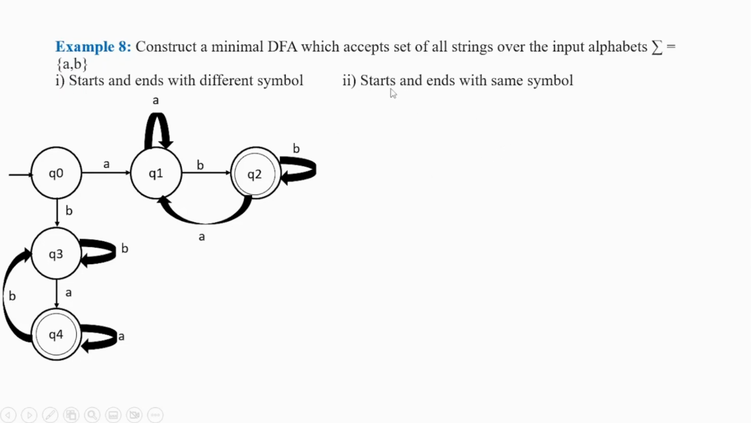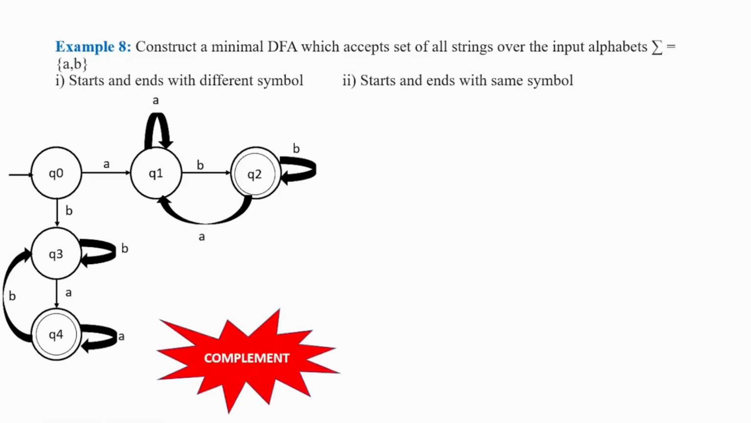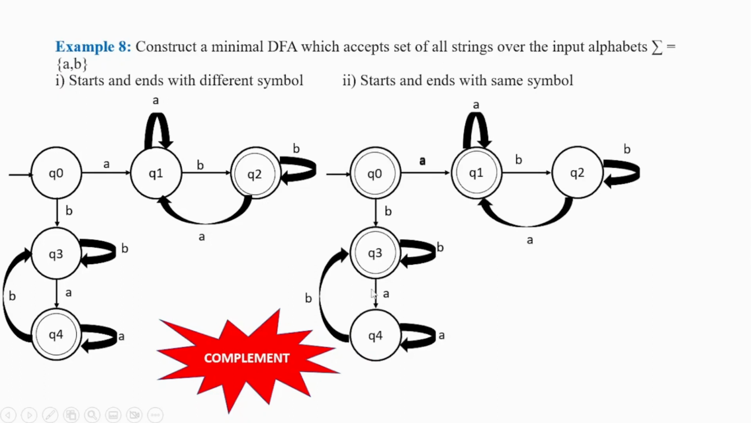But if my question is starts and ends with the same symbol, what will be my approach? You just have to take the complement of this DFA, because this is the DFA for starting and ending with different symbols. Just invert the final and non-final states. Make these states final, and make the final states non-final. So this is the DFA for starting and ending with the same symbol, right? I hope you all have understood.